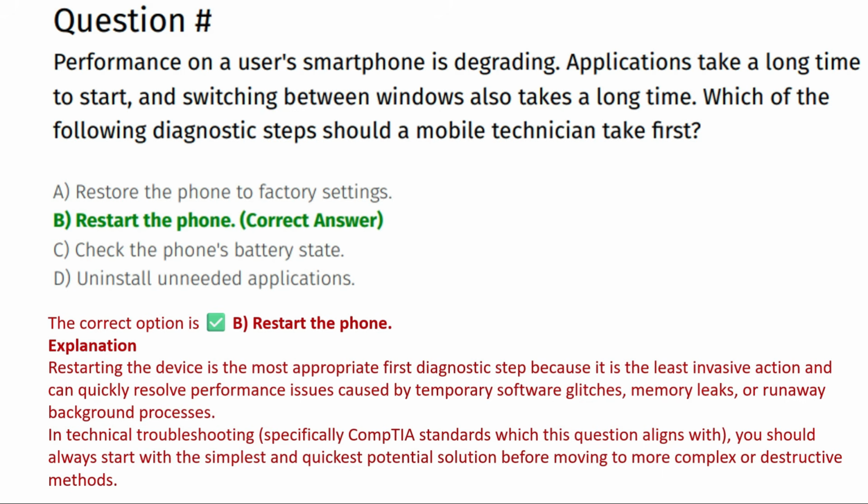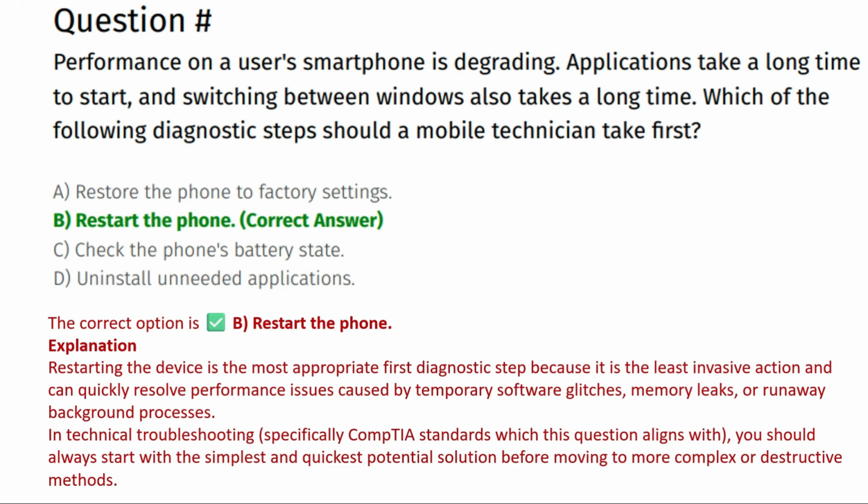Option A, restore the phone to factory settings. Option B, restart the phone. Option C, check the phone's battery state. Option D, uninstall unneeded applications. And the correct answer for this question is option B, restart the phone. So let's check the explanation.